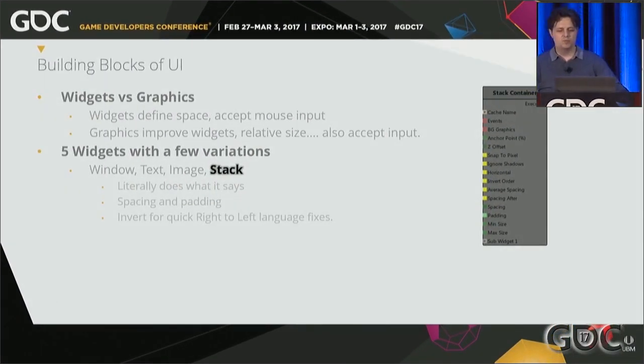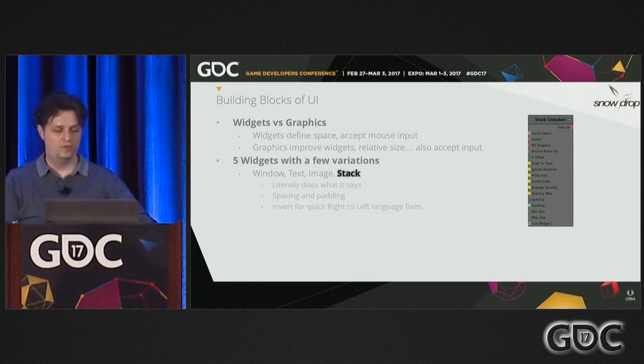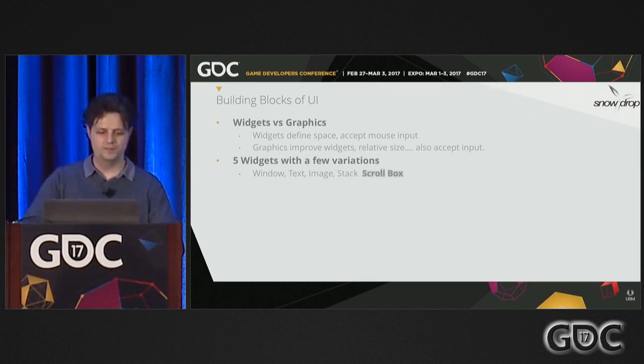The stack container is pretty much the only thing we have for sorting elements. It just literally puts things one on top of each other. Or there's an option on it, you can put things beside each other as well. So you can stack vertically or horizontally.